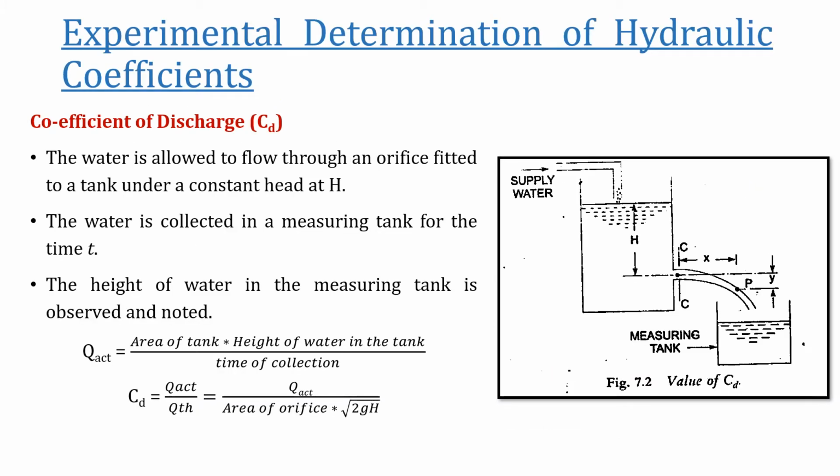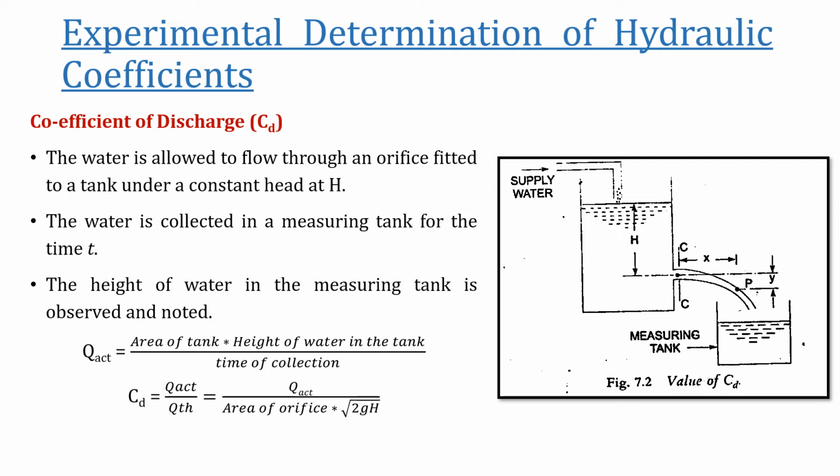Let's see the experimental determination of these hydraulic coefficients. The coefficient of discharge, C sub D, is the ratio of actual discharge to theoretical discharge. We obtain actual discharge from the experimental setup as shown here. We have a reservoir which has an orifice on one side of its wall, and water is allowed to flow through it, which is then collected in a measuring tank. The volume of collection is known and the time of collection is noted down using a stopwatch. Then using the relationship for discharge, which is volume over time, we measure the actual discharge.